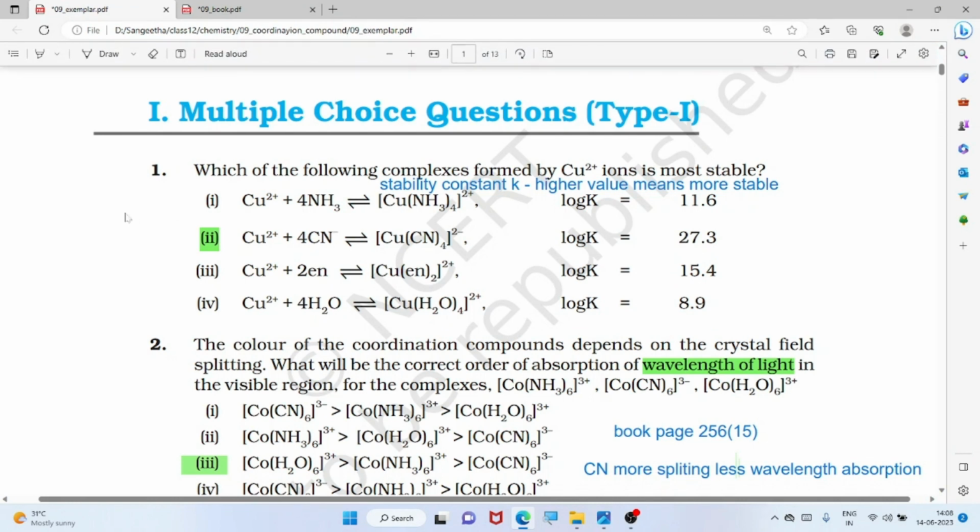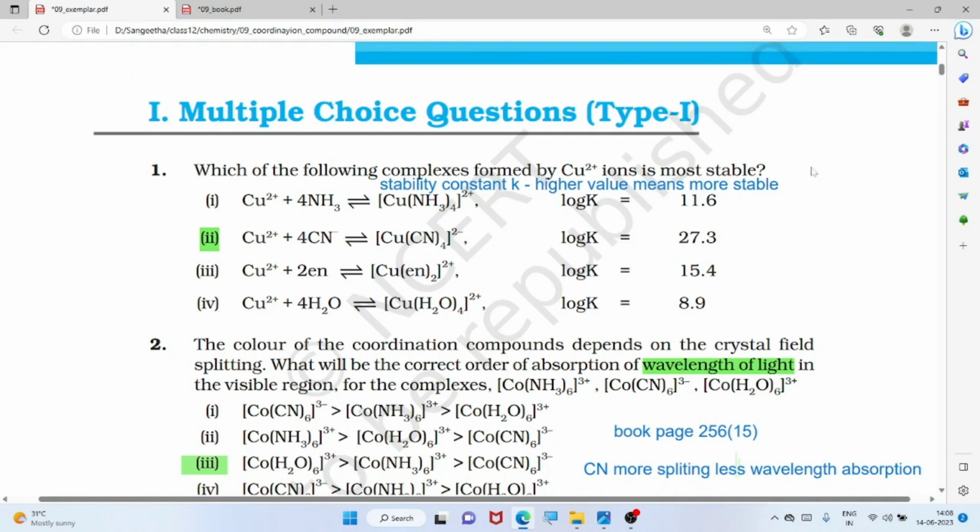Which of the following complexes is the most stable? Most stable means a higher value of the stability constant K. A higher value means more stable. So here this one is having the higher value, so that is more stable.